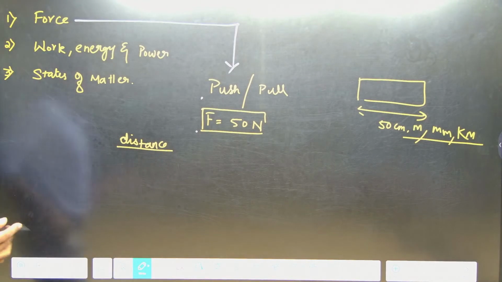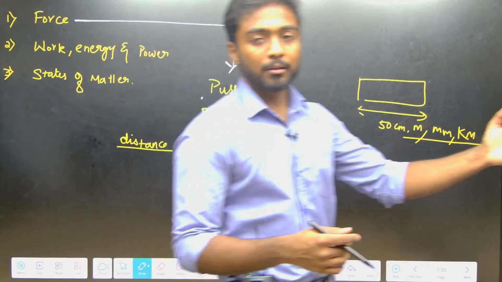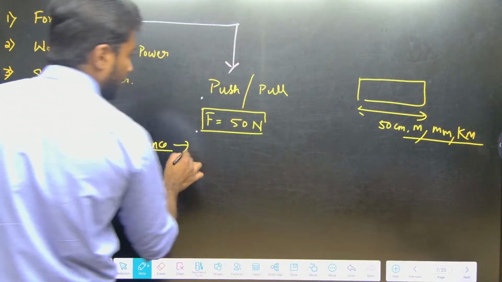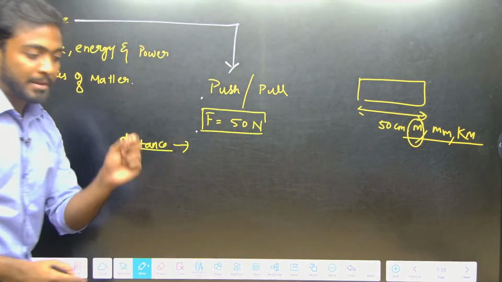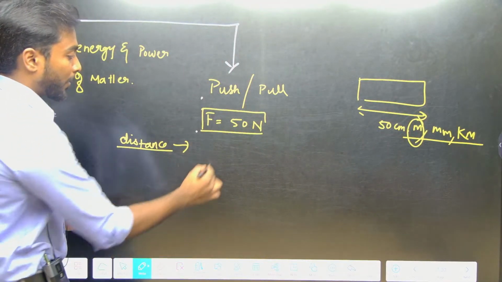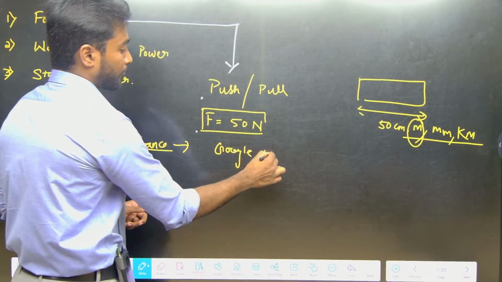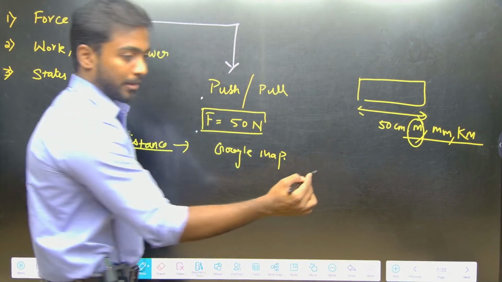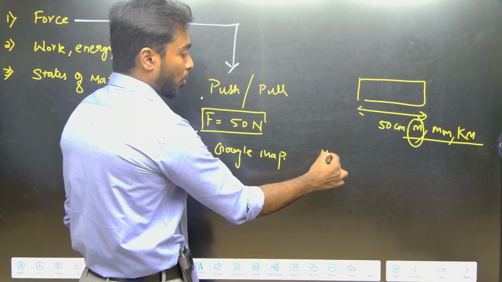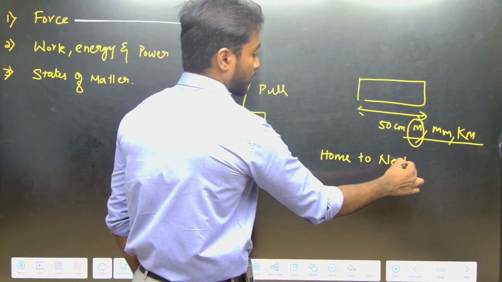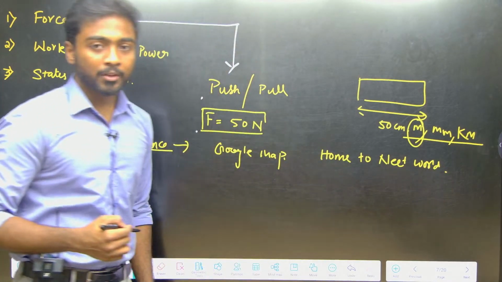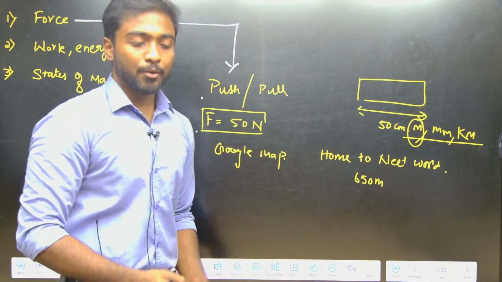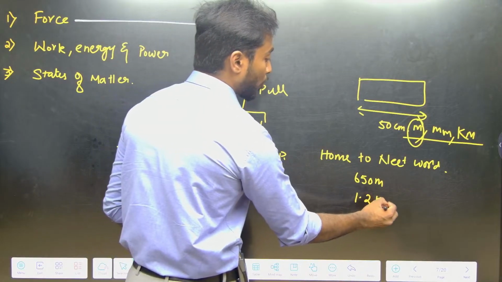So distance means what? The path I have covered, like how much I have traveled. Okay, so how can I measure it? Meter. Basic, simple. Like if you are opening Google Maps and searching a location, like from your home to NEET World Institute. For example, if you are near, it might show you 650 meters only. If you are far, it will show you 1.2 kilometers, like that, right?